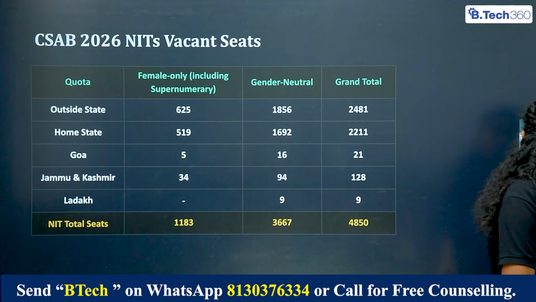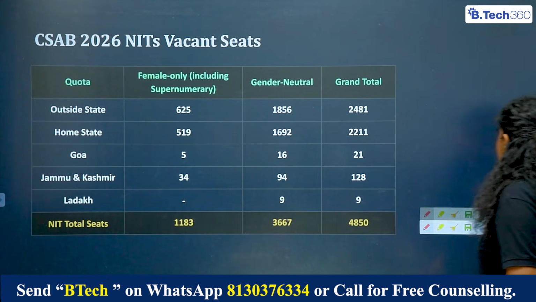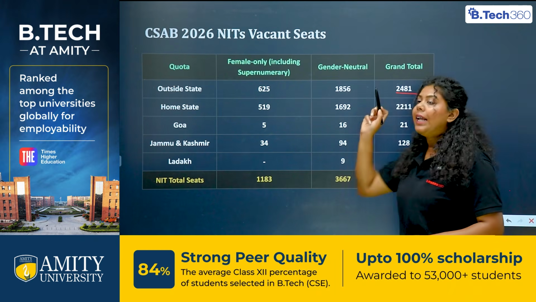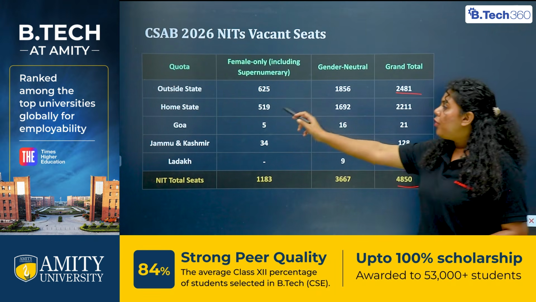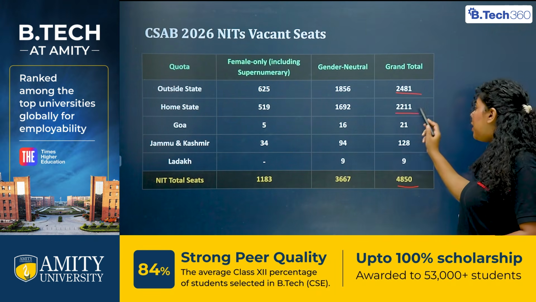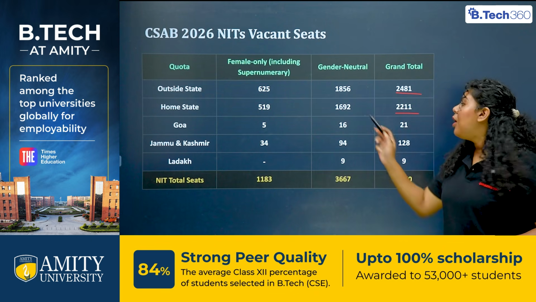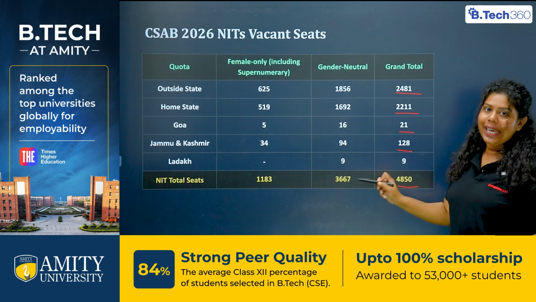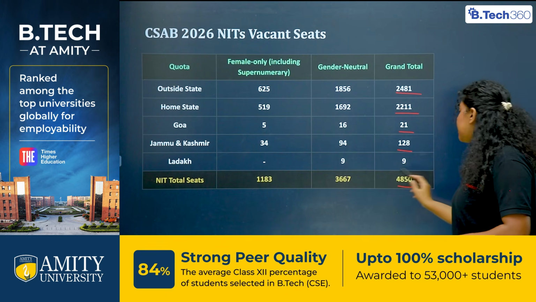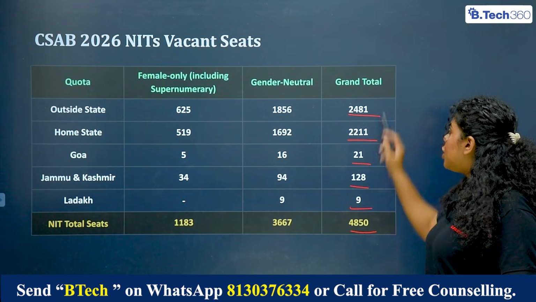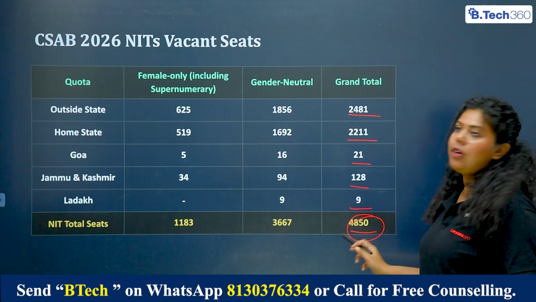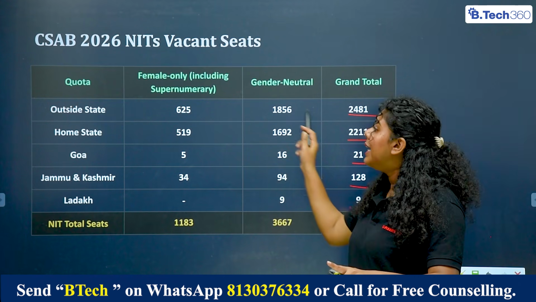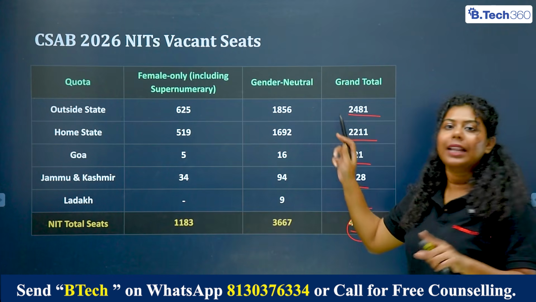Now depending on what demographic area you belong to, these seats can be divided accordingly. For example, for all the outside home state category students, out of the total 4,850 seats, 2,481 seats are available. And if you have the home state advantage, then for you 2,211 seats are available. For Goa residents, 21 seats are available. For Jammu and Kashmir residents, 128 seats are available. And for Ladakh residents, 9 seats are available. In total these come up to 4,850 seats. Depending on your gender, you can also analyze different demographic regions and their vacant seats.